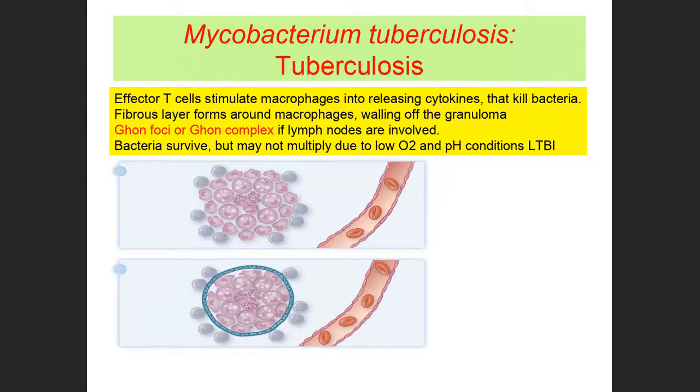Remember that this is an immune system response here, which is keeping the infection at bay. T cells are going to stimulate macrophages into secreting cytokines, which are hopefully going to kill the bacteria. This walling off of the granuloma lesion is what we call the Ghon-Fossey. We talked about that. All right.